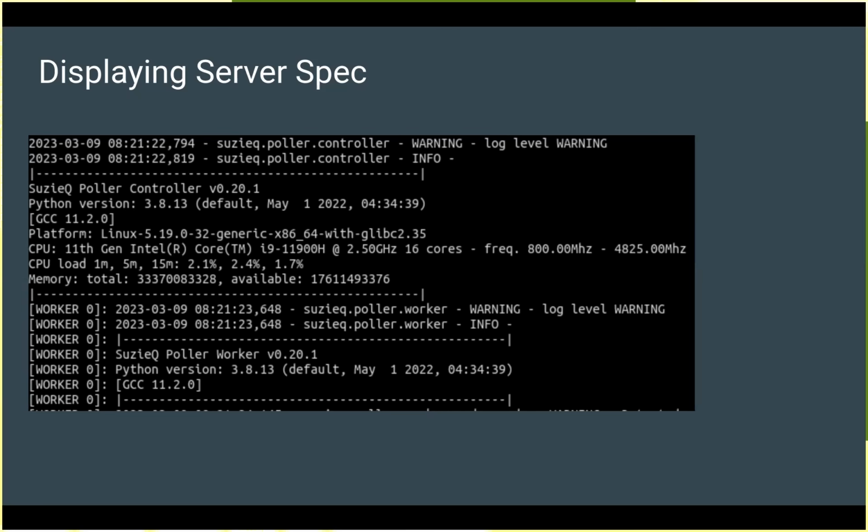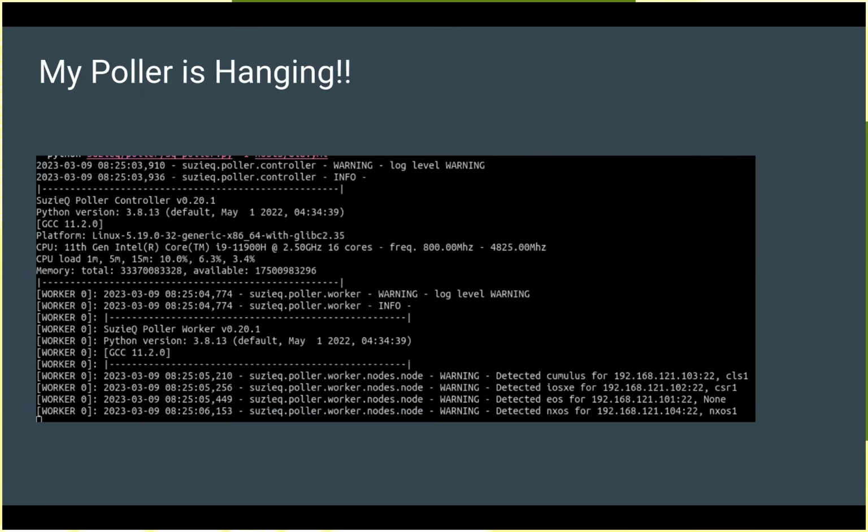Okay, moving along. The first question that people ask, once they've done everything and deployed it, is: oh my God, my poller is hanging. Is it working? What ends up happening is we print a message that looks similar to this and it just stops there. Nothing is happening. It's just sitting there.